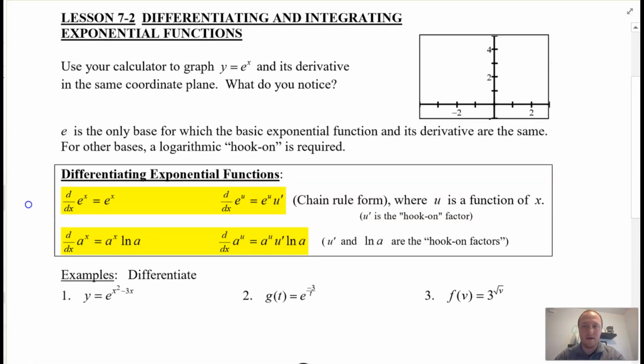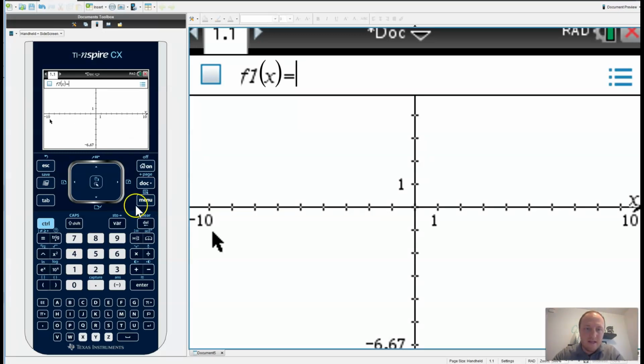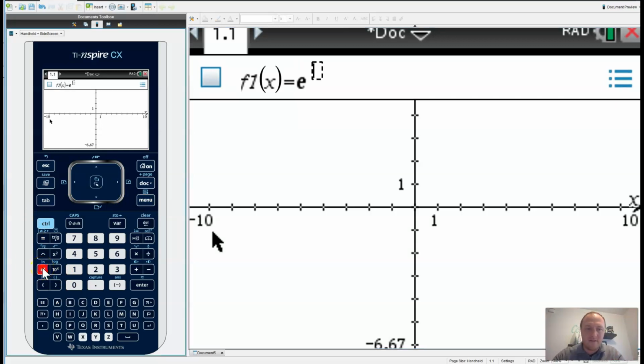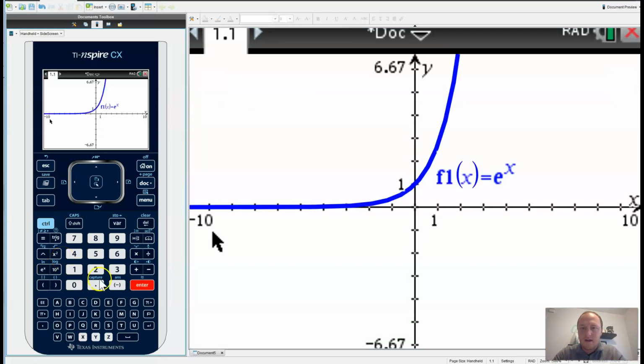Here, as an intro to help you discover the differentiation rules, it says use your calculator to graph e to the power of x. So we'll bring up our calculator and graph e to the power of x. Be careful: if you just punch in e, it's going to treat it as a constant instead of the actual value of e. So we'll use e to the power of x, and graph it.